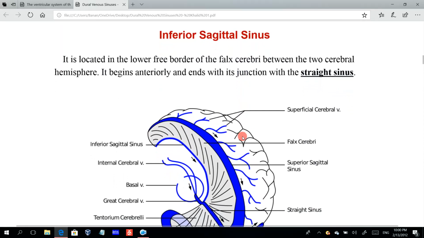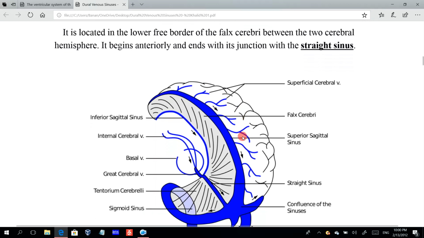The second single sinus is the inferior sagittal sinus, and it is located in the lower free border of the falx cerebri. You see this picture shows you these areas. This is the right hemisphere of the brain, and of course here the left is removed to show you this falx cerebri, which is a membranous extension of the dura mater between the right and the left hemisphere, extended here.